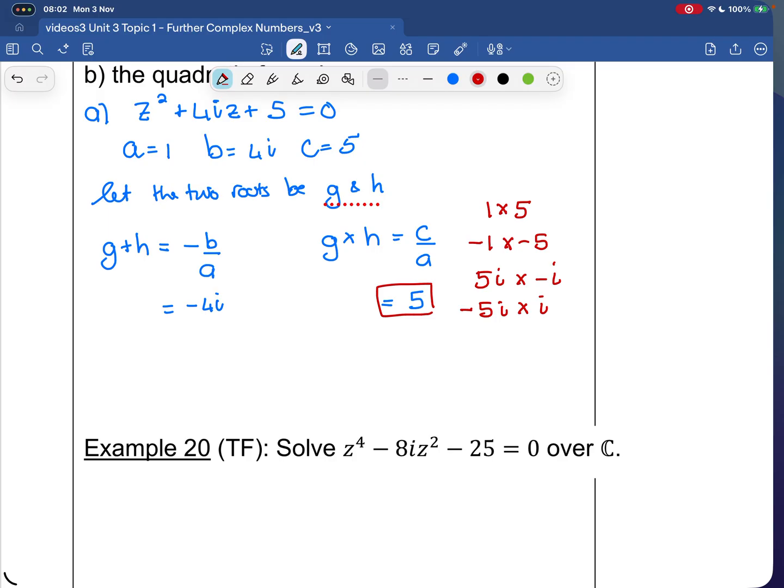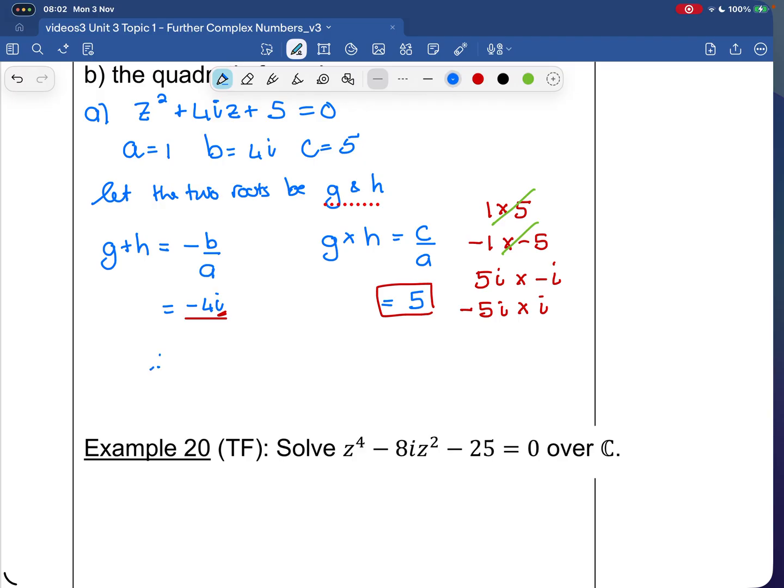Now, once I've got those options, I'm going to go back here and have a look. I'm looking for a negative 4i. That immediately means that both of them can't be real. So that gets rid of those. Now I just need to add and subtract to see. So 5i minus i is going to be positive 4i, but negative 5i plus i gives me negative 4i.